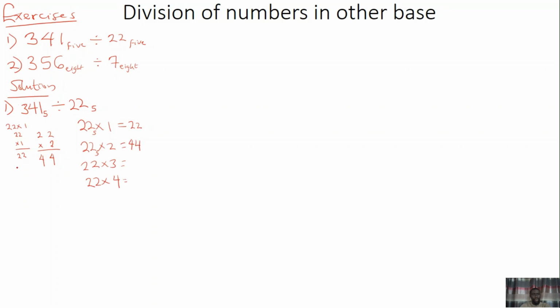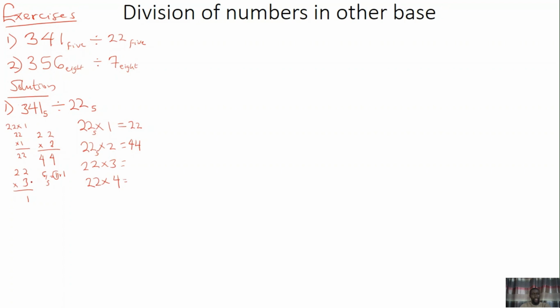Now let's go to 22 times 3. If we say 3 times 2, that is 6. Because 6 is greater than 5, we are not going to write 6 directly here. What we do is we divide it by 5. 6 divided by 5 is equal to 1 remainder 1. So we are going to write the remainder and carry the 1 to the next column.